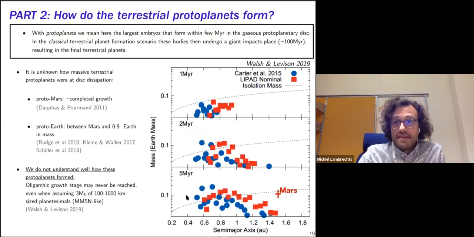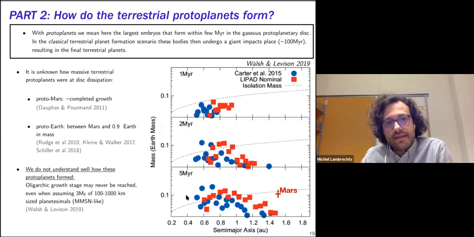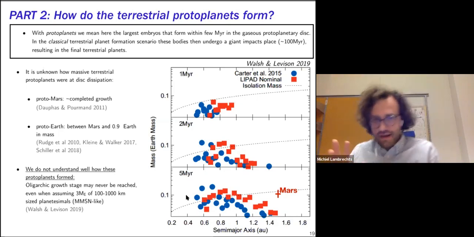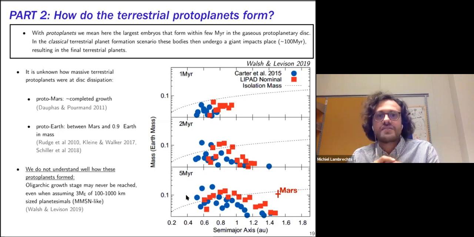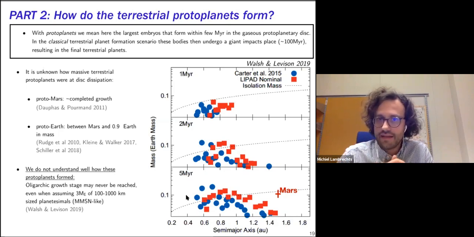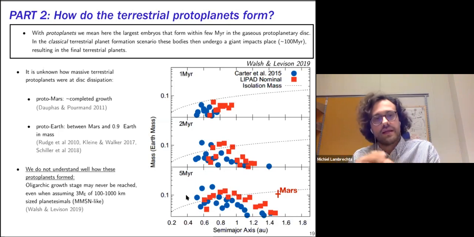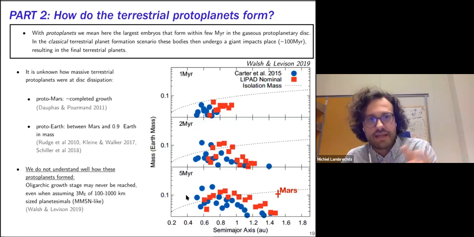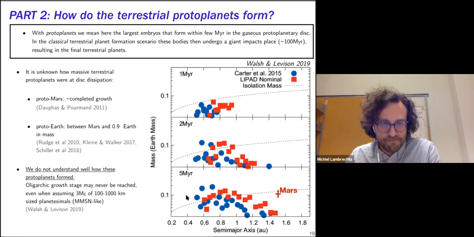And I think this is a very interesting question in the sense that we sometimes think of terrestrial planet formation as an almost solved question. Well, I think it's very much an open question. So first off, let's start with what I mean by protoplanets, exactly. By protoplanets, we mean in this talk the largest embryos that form within a few million years in the gaseous protoplanetary disk phase, okay? So in the classical terrestrial planet formation scenario, these are basically the bodies that undergo a giant impact phase that can last for 100 million years, resulting in the final terrestrial planets.